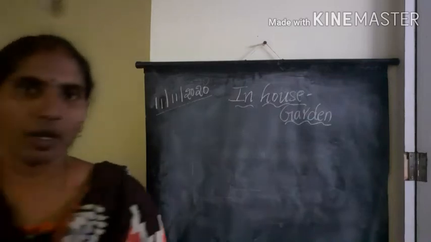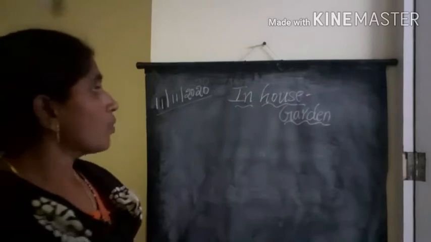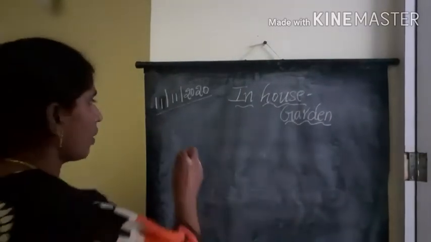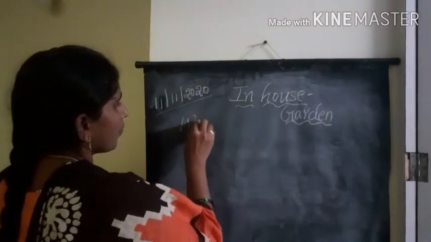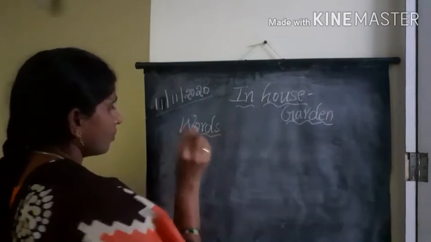In-house garden. We are listening to the house garden. So, house garden means the garden which is in a house. Through the words, we learn the lesson. Yes, children?